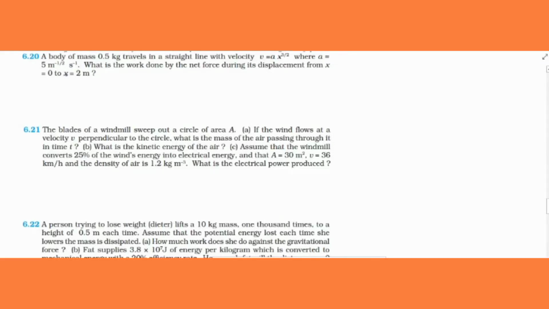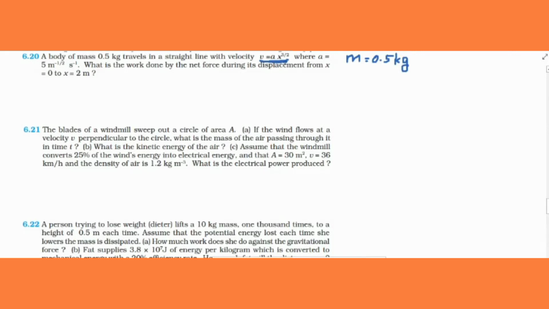Question 20. A body of mass 0.5 kilogram. Mass is given, 0.5 kilogram. Then it travels in a straight line with the velocity v is equal to a x raised to 3 by 2. You have to see that formula carefully. A is not acceleration, a is a constant only.